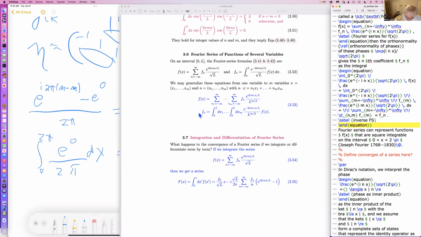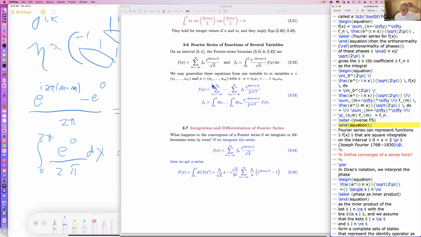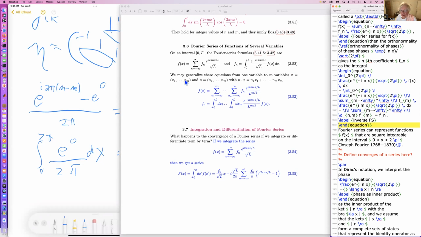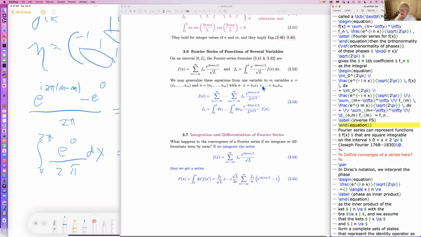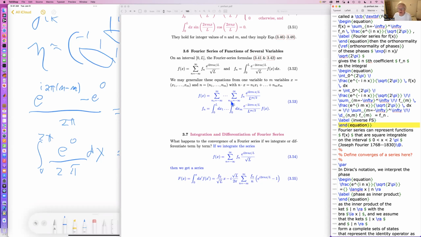Now, what's very important in physics is to generalize from one dimension to n dimensions. Instead of just having this interval, you can keep the interval, but generalize it to, say, m variables, m different x's. So n dot x is n1 x1 plus n2 x2 plus up to nm xm. Then the Fourier series representation is an m-fold summation from minus infinity to plus infinity of these functions divided by the m over 2th power of L. And those coefficients Fn are m-dimensional integrals over the interval divided by the appropriate normalization factor.